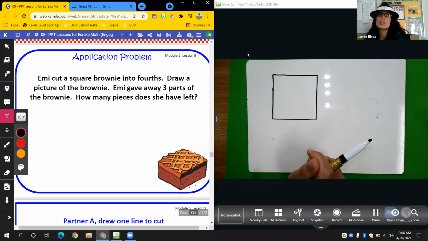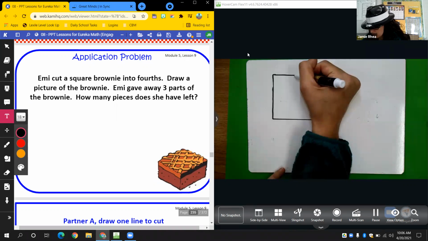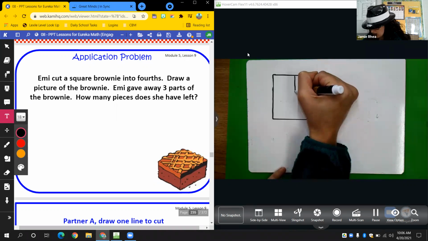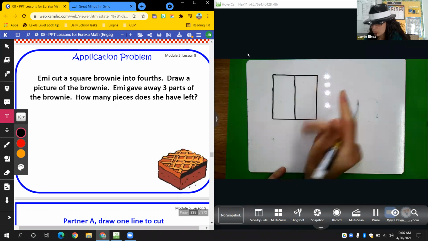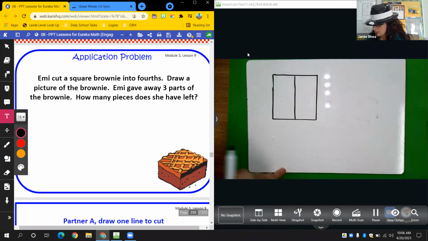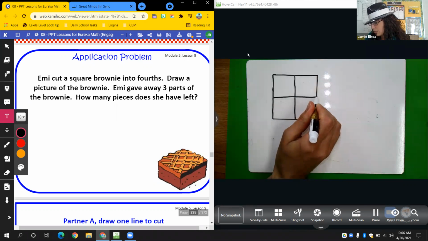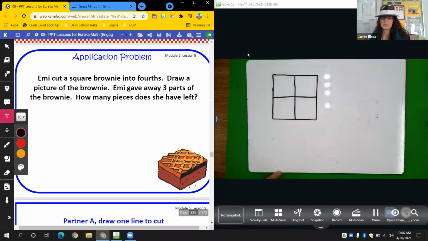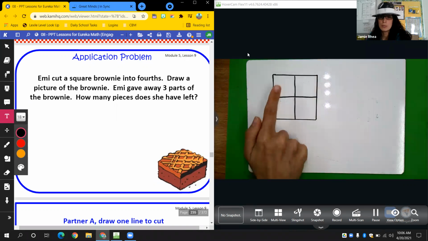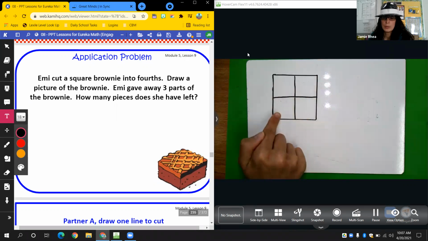Now, if I'm cutting this into fourths, that means I have to have 4 equal pieces. So I'm going to cut my square. I'm going to guess this is about middle. Looks about equal, doesn't it? Then I'm going to come over here and I'm going to cut it again. Look, 4 equal pieces. Now we drew a picture of our brownie. Here's our brownie in 4 equal pieces.